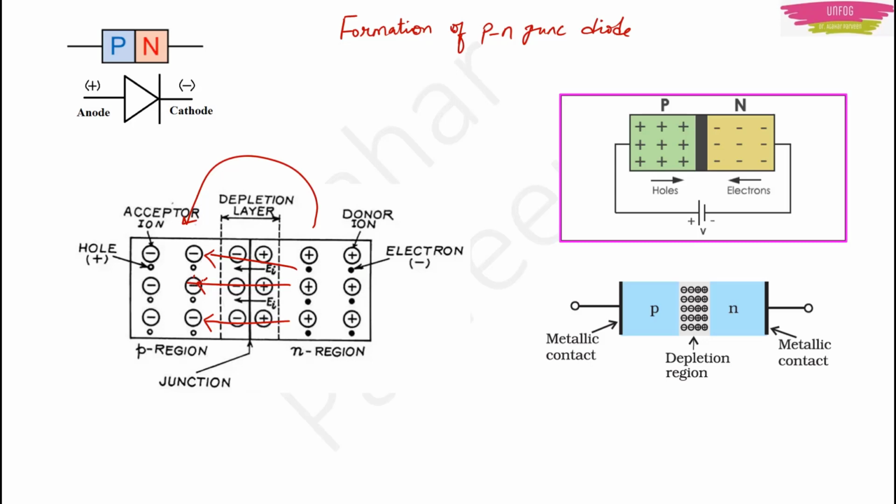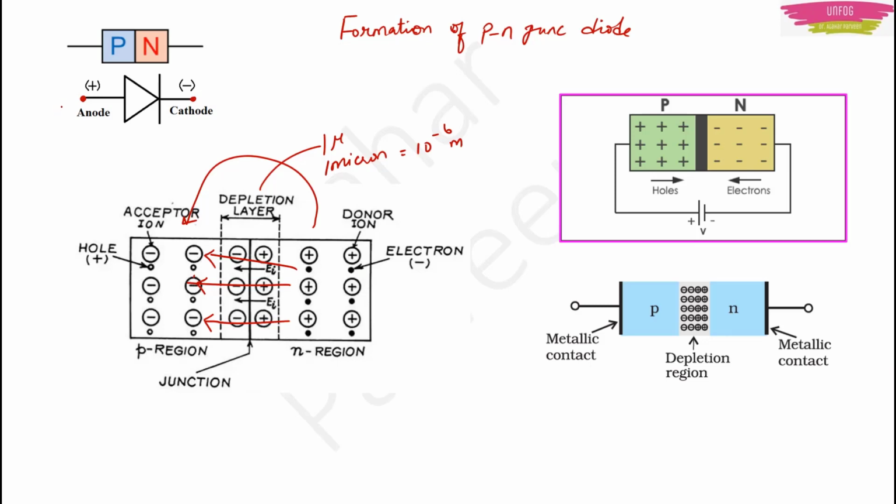Now what is the size of this depletion layer? It is around 1 micron. 1 micron means how much? It will be equal to 10 raised to minus 6 meters. So small it will be. Now this is the symbol of a PN junction diode. You have one triangle with a line, then there is an anode and a cathode.